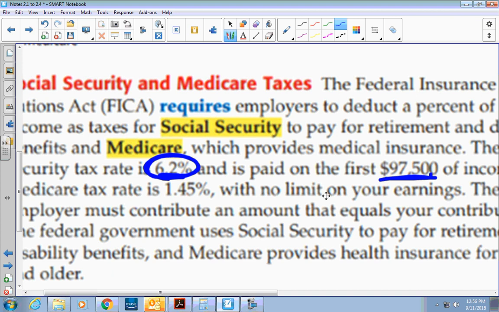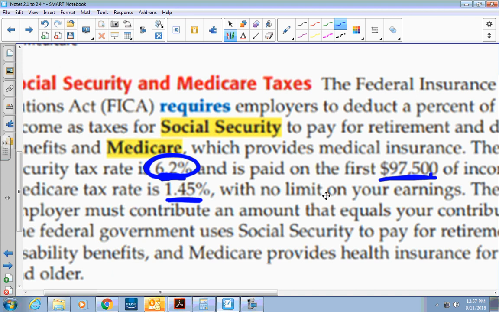But for the sake of all of my answer keys and the answers in the back of the book, we're going to use the 97,500 mark. So if your person makes more than 97,500 in our example problems, we will only pay Social Security up to that point. We don't pay on anything over. But for all intents and purposes, it's going to be 6.2% for Social. For Medicare, it's 1.45%.